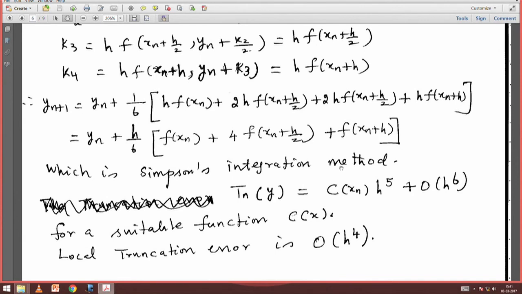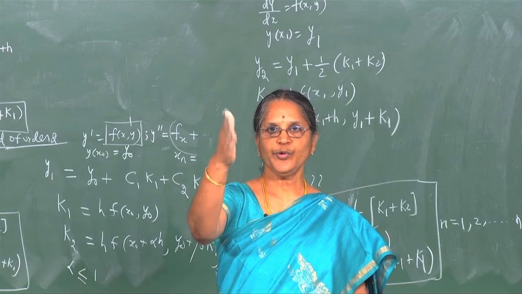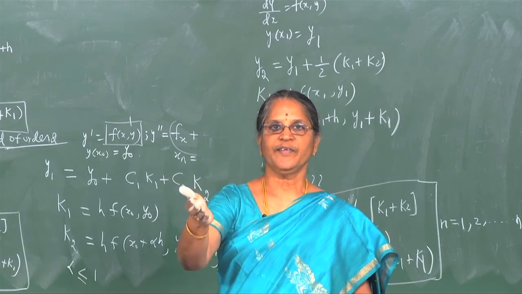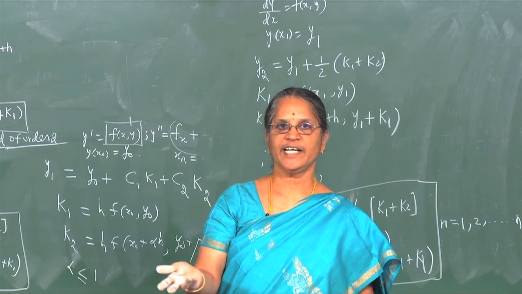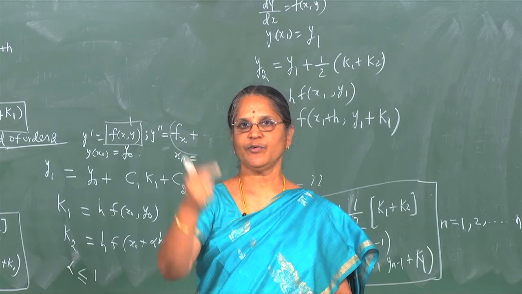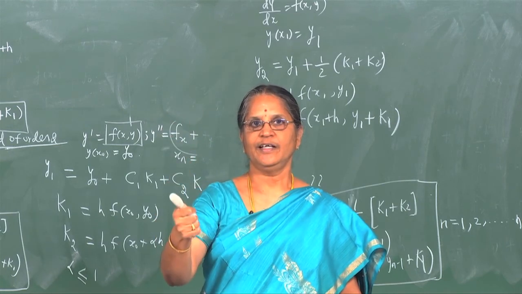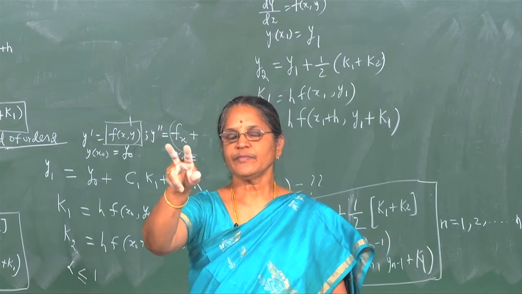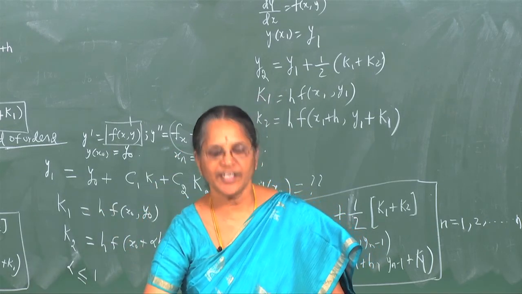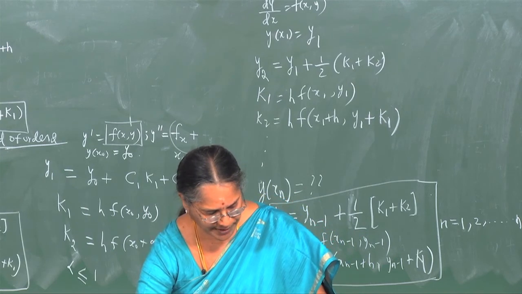When we divide the interval x n to x n plus 1 into 2 equal subintervals when we want to apply Simpson's rule, then the Simpson's rule for integration between x n and x n plus h tells us that it is equal to h by 6 into sum of the end ordinates plus 4 times the intermediate ordinate, and that is what appears here.